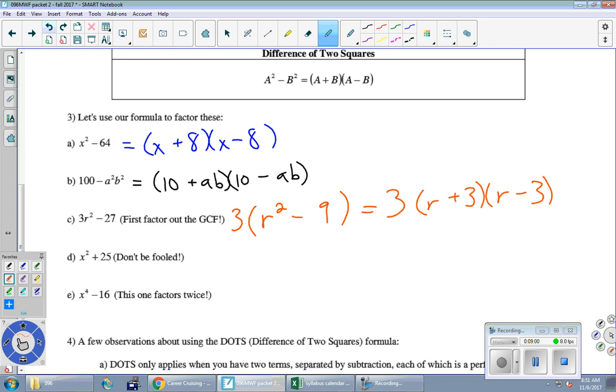I'm going to write the correct answer here. Do you guys remember the fancy word? I think we saw it the other day, irreducible. Means cannot be factored. You cannot reduce that thing any farther.